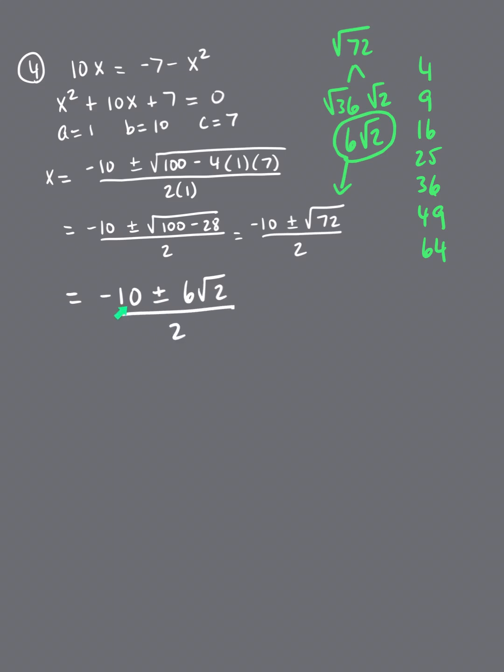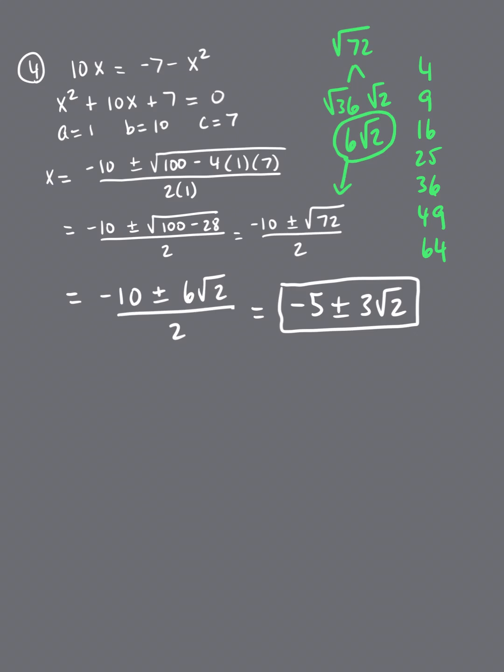Now again, we have these two numbers that are divisible by this number, so we must simplify. We're going to do negative 10 divided by 2 and 6 divided by 2. Again, we cannot do anything with this 2 that's under the radical, because this is not 2, this is the square root of 2. So negative 10 divided by 2 is negative 5, plus or minus 6 divided by 2 is 3 times the square root of 2. And that is our final answer.